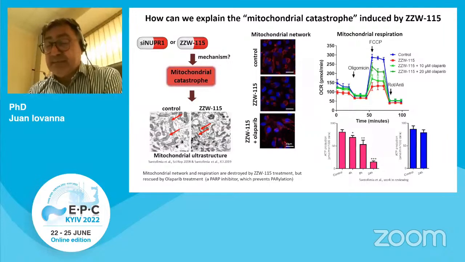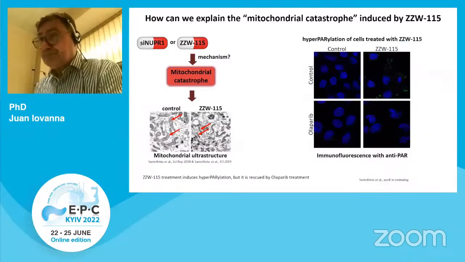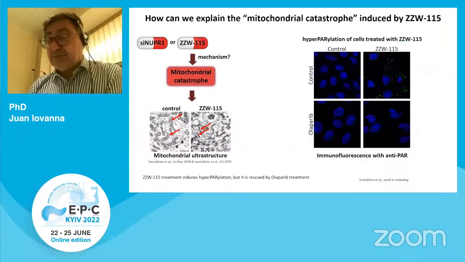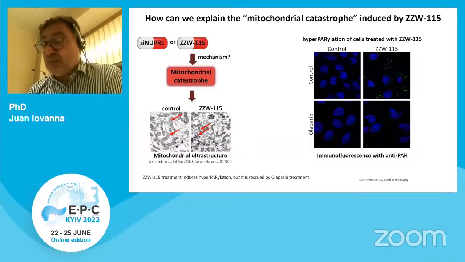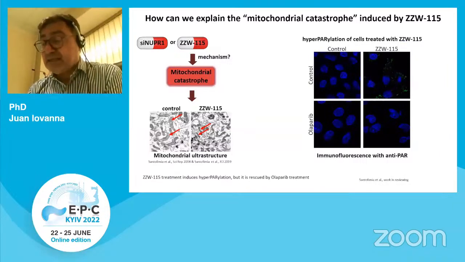We can conclude that the mitochondrial catastrophe observed after treatment with ZZW115 is at least in part due to the hyperparylation of the mitochondria. To validate our hypothesis, you can see the treatment with ZZW115 induces this hyperparylation, as revealed by the immunofluorescence in cells treated with ZZW115, but is completely rescued by olaparib treatment.